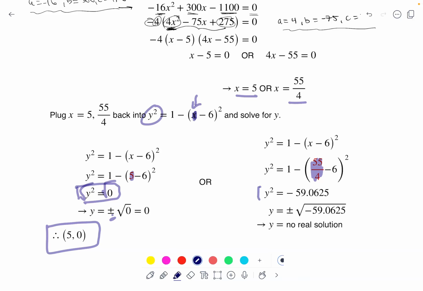And when I simplify this, I get y squared equaling a negative number. And when I try to square root both sides, yes, the plus or minus shows up, but it's not a real answer, right? Because if I wanted to be a little bit more precise, it'd be something like plus or minus the square root of 59 and change, 0625, i, right? I could take the i out, but it's imaginary. It's not a real solution. So there's going to be no additional points on these graphs where they intersect. So my only answer out of here is (5, 0).